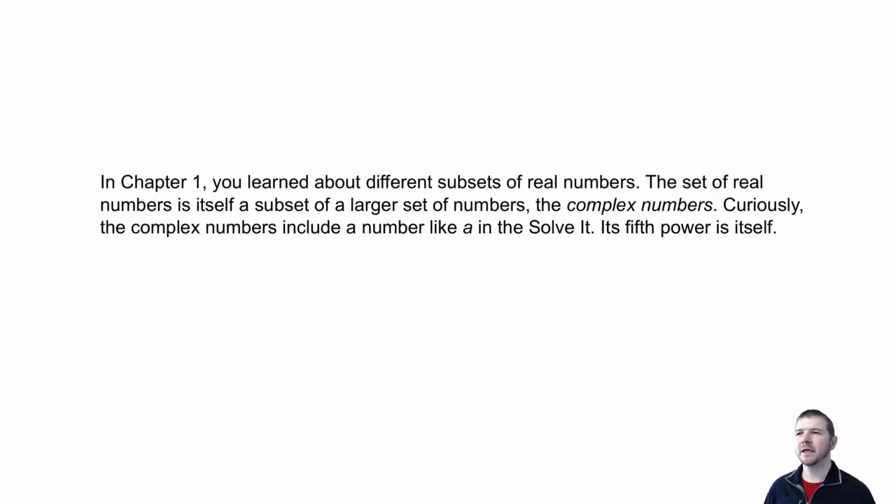In Chapter 1, you learned about different subsets of real numbers. The set of real numbers is itself a subset of a larger set of numbers, the complex numbers. Curiously, the complex numbers include a number like a in the solvet. Its fifth power is itself.